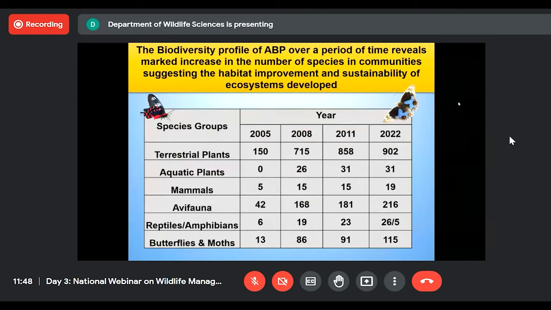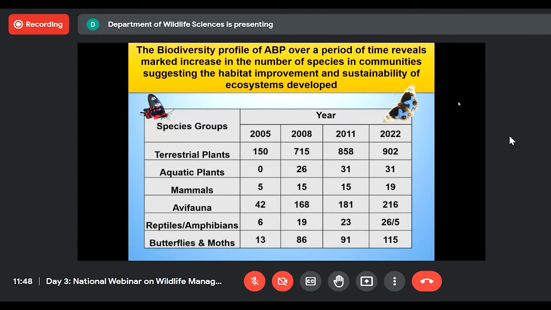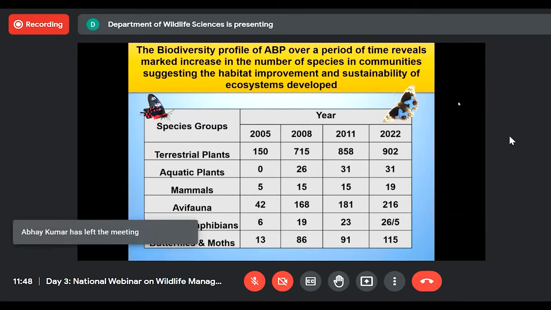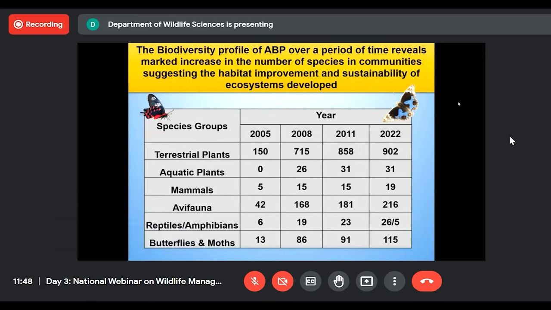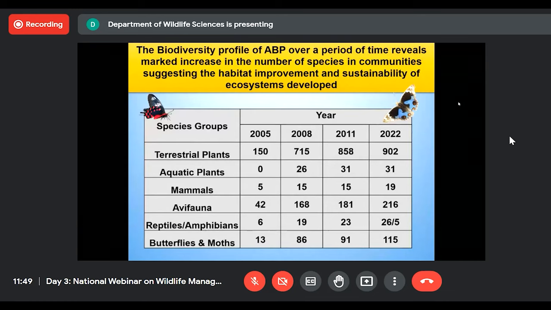Next, please. So what we introduced and what we accumulated. From 2005 to 2022, we surveyed the terrestrial plants. Initially we surveyed the entire area, which took almost 4-6 months, by which time we also prepared the land. Then we started introducing the terrestrial plants, from 150 to 902 species, including trees, shrubs and grasses. Aquatic plants were zero, because the Aravalli portion of Delhi is not typical of aquatic vegetation, but it accumulates some seasonal water bodies during monsoon, so we also introduced some aquatic plants.